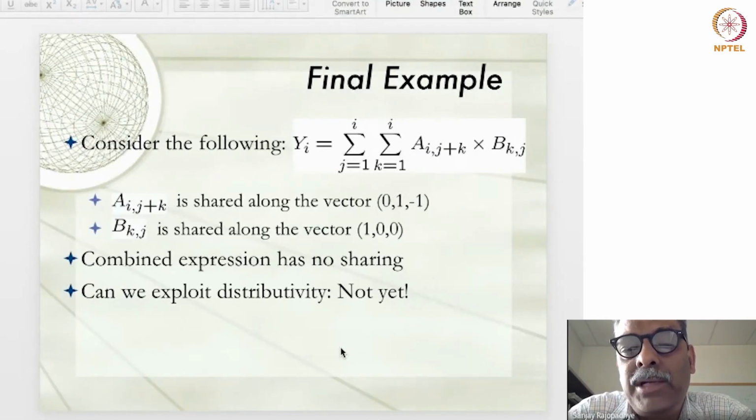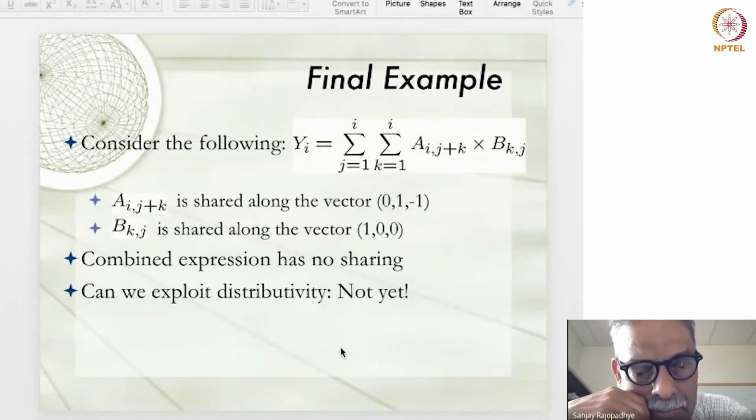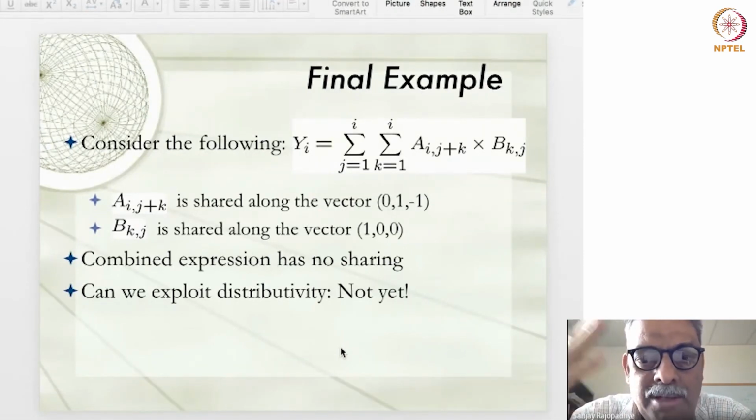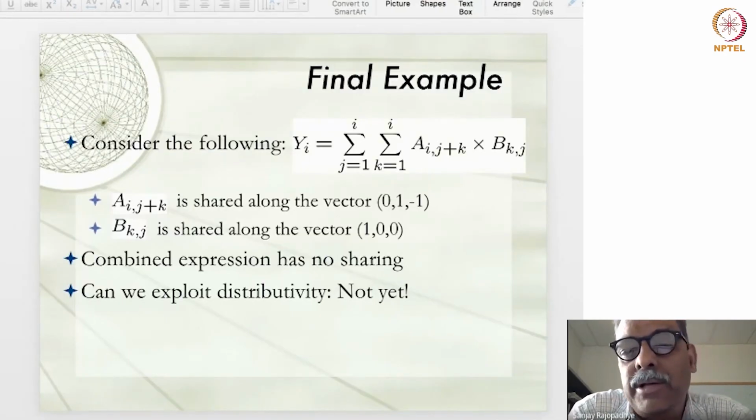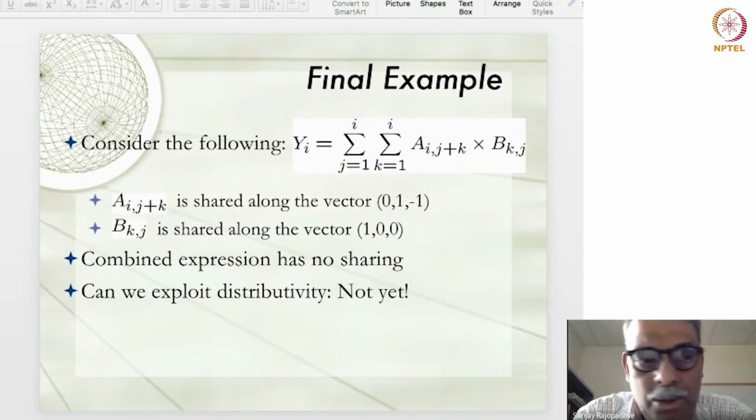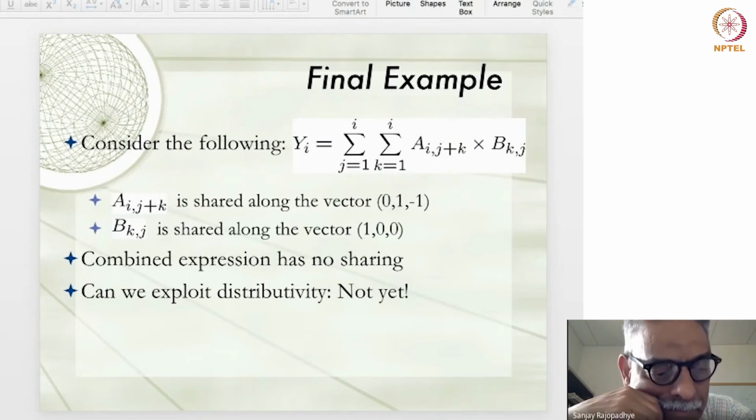Because I'm computing a 1-dimensional answer y indexed by i, and I'm doing sigma j, sigma k. Agreed? So there are these 2-dimensional slices along jk. Okay, there's a 2-dimensional slice along jk, which is all accumulated. And the expression is A[i][j+k] and B[k][j]. There are 2 terms that are multiplied inside. Agreed?